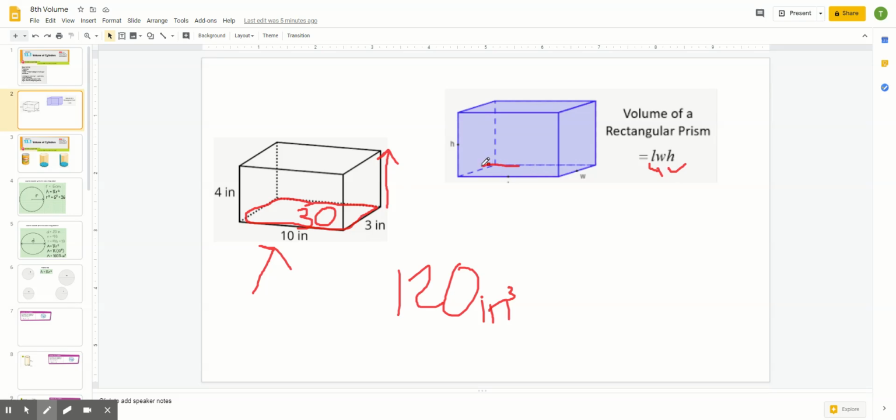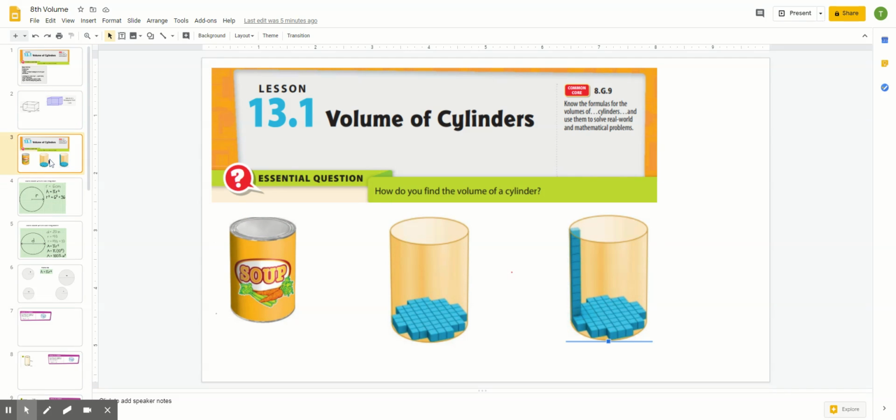But today we're not going to be looking at prisms, but the idea here is whatever your base is, that's the first part. So you're going to see that for all of our formulas. Find the area of your base and then times it by the height. So we're going to look at the cylinder now. And, of course, the difference here between a cylinder and a prism is that you have a circle.